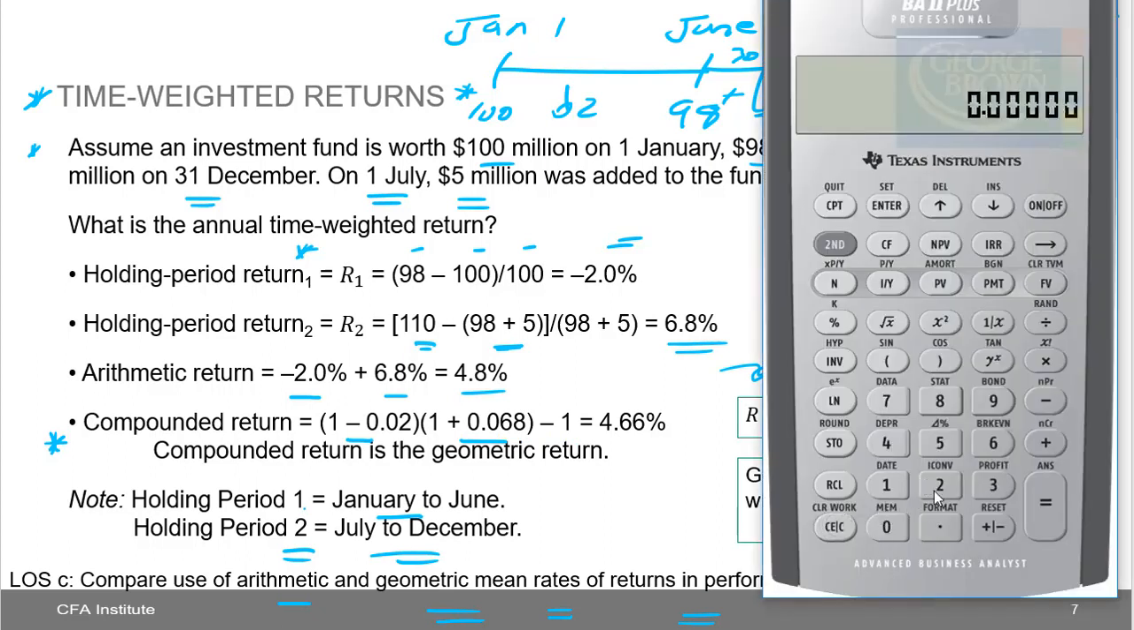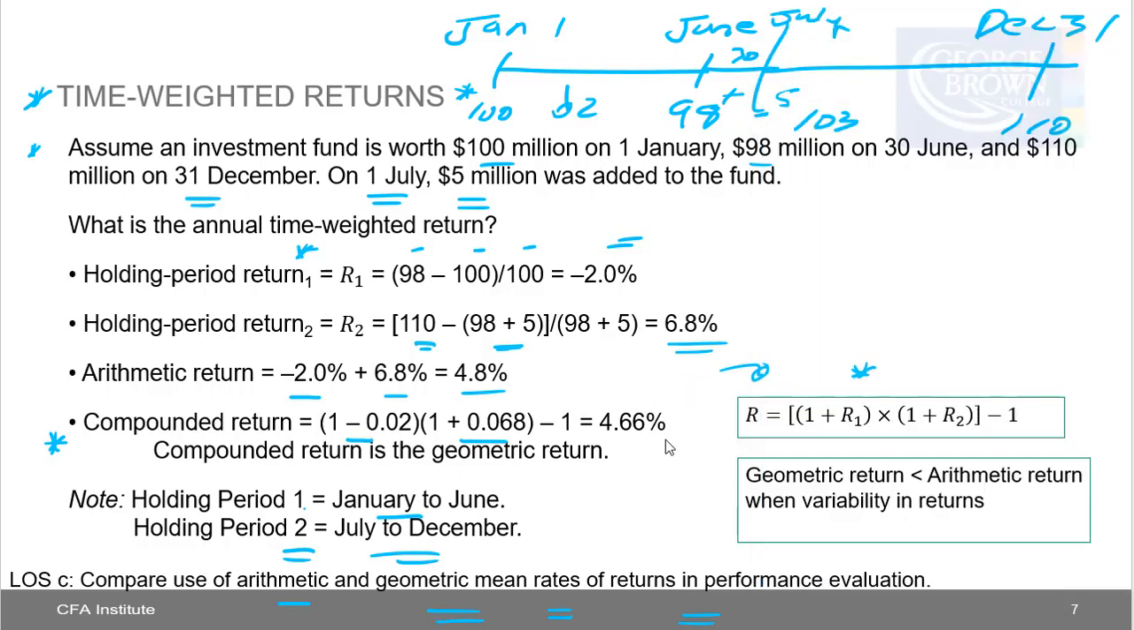So let's just see that. 0.98 times 1.068. We minus the 1, multiply by 100 to get a nice round number. And you can see 4.664%, okay?